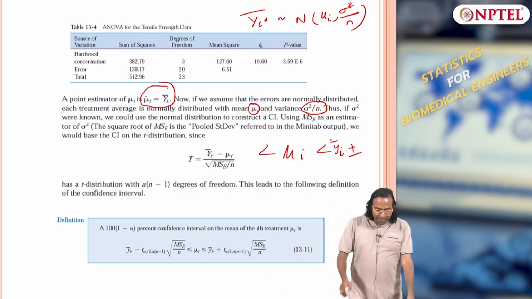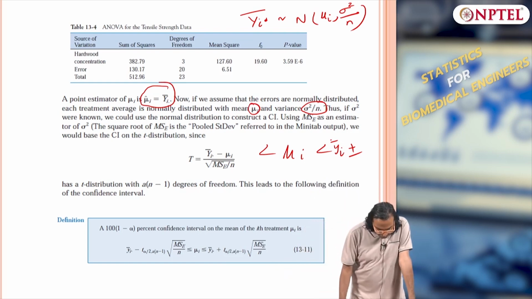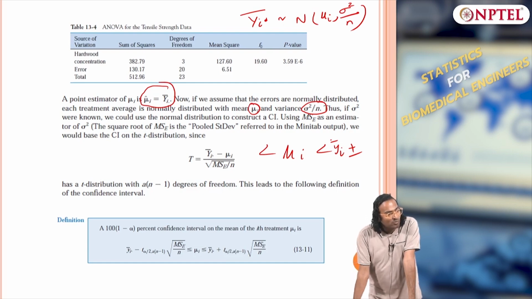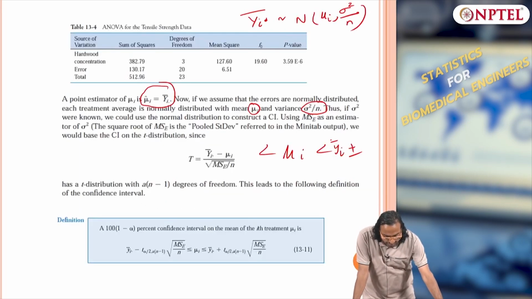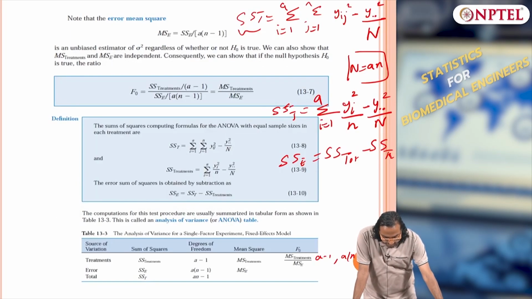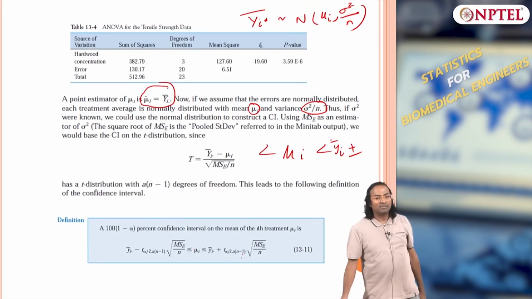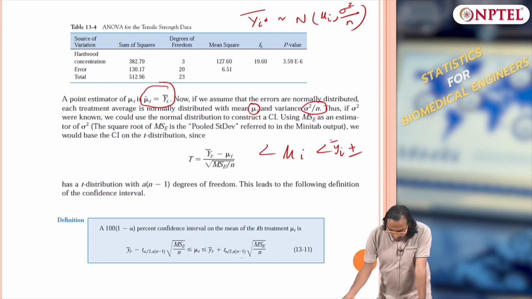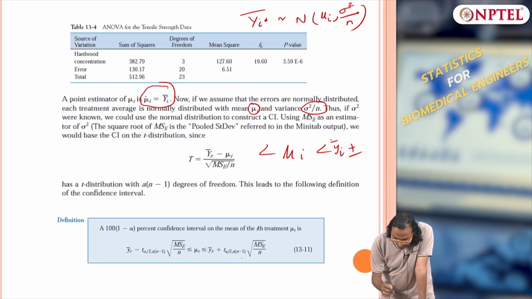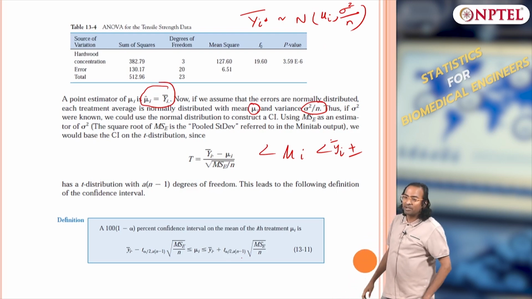What is the degrees of freedom for treatment? And what is the degrees of freedom for noise? A into n minus 1 is the degrees of freedom for noise. So, that is what I should be using. I need an estimator of sigma squared. How do I get an estimator of sigma squared?